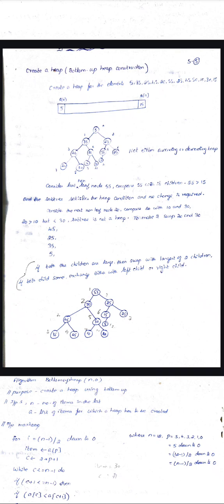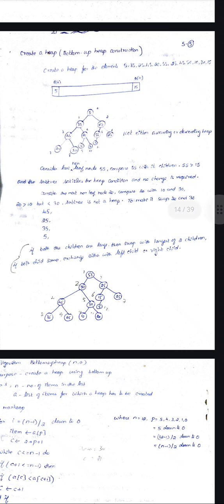Now let us create a heap: bottom up heap construction. Create a heap for the elements given, in order, neither ascending nor descending. The order in which they have been given, we have to consider in the same way. Create a heap of the elements. Since there are 15 elements, we have to create the tree which has 15 nodes in it. We have created.